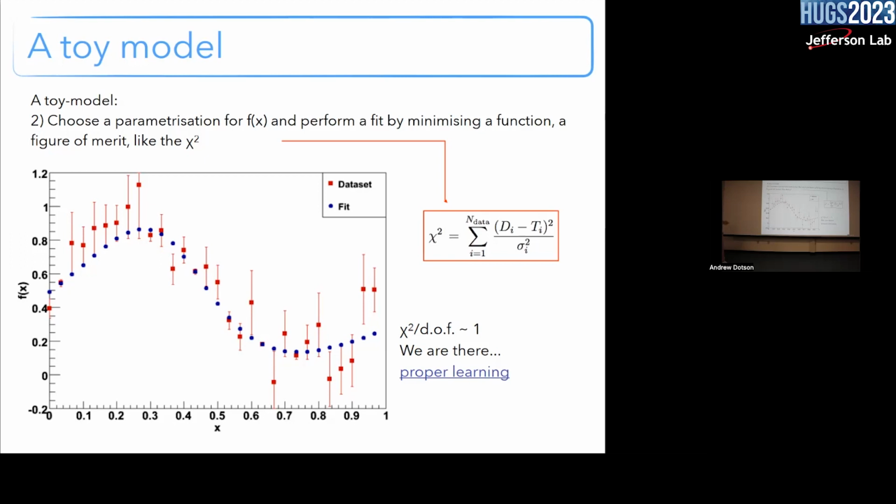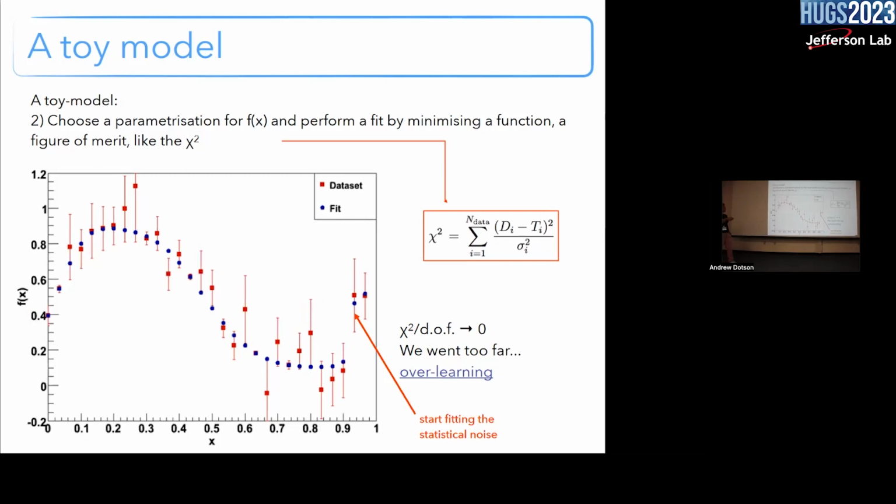But if we keep learning, if I add more and more parameters to my polynomial, I can go on top of the noise of the data, okay? So in this case, the chi-square per degrees of freedom is going to 0, because basically with a flexible enough parameterization, I can fit all the noisy stuff of the data. So in this case, we went too far. This is a kind of overlearning, okay? So we start fitting the statistical noise.